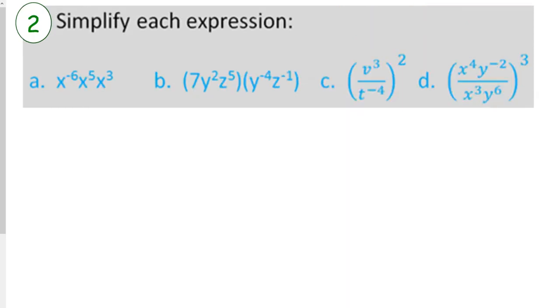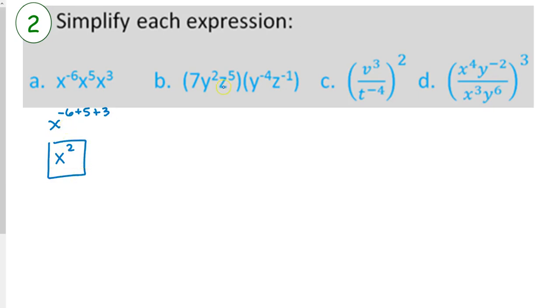So these examples don't use numbers so much as they're using variables with the same exponent properties. So in 2a, we have a product. We have the same base for each factor. The base is x each time. So let's add these exponents together. Negative 6 plus 5 plus 3. Those add to 2. So we have x squared.